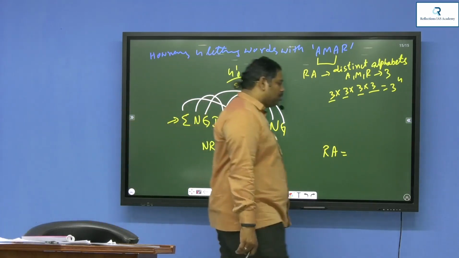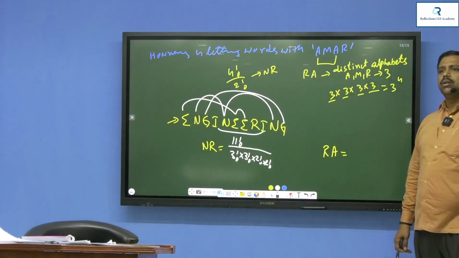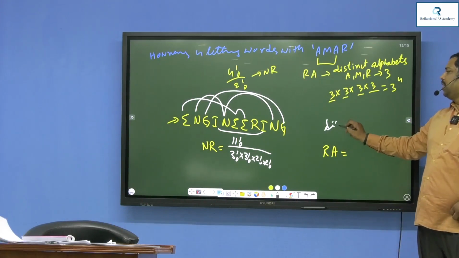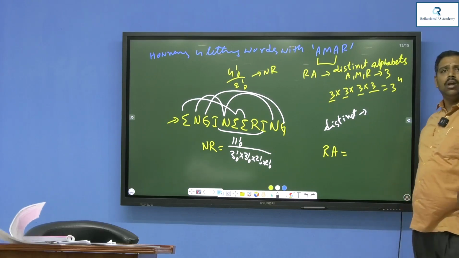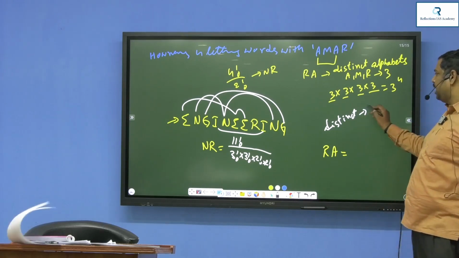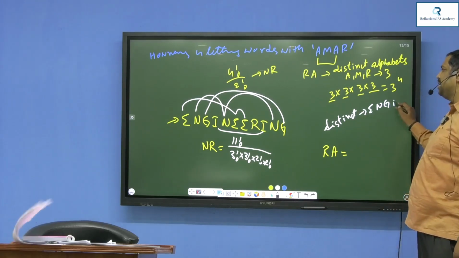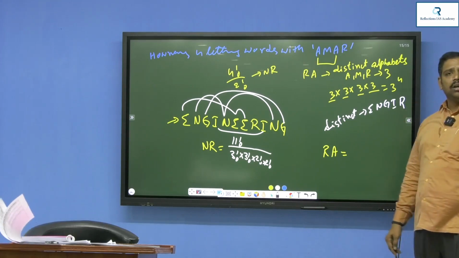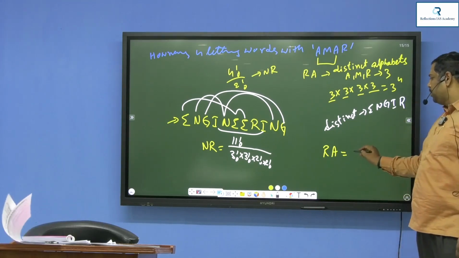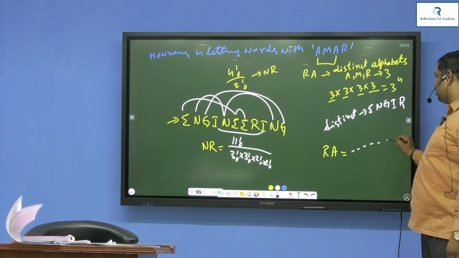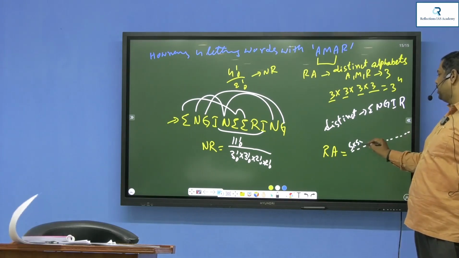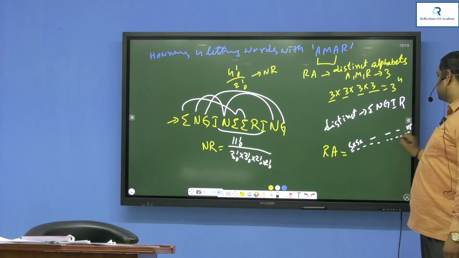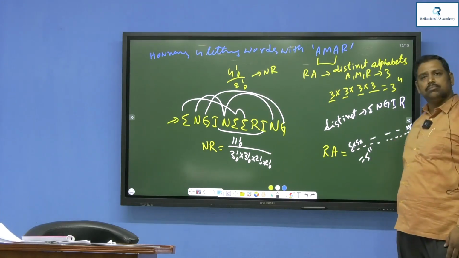If repetition is allowed, what will you do? How many distinct alphabets are there? You have to find, right? How many? 5. What are they? E, N, G, I, R. 5 alphabets. So total how many places? 11 places. So 5 into 5 into and so on. Last one answer 5. So answer will be 5 power 11.